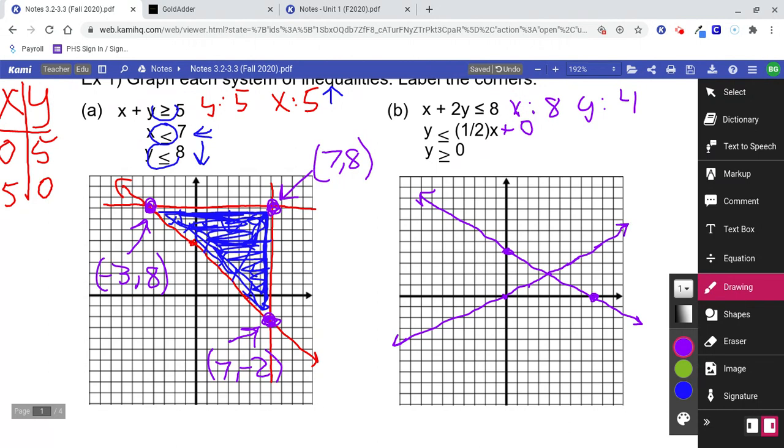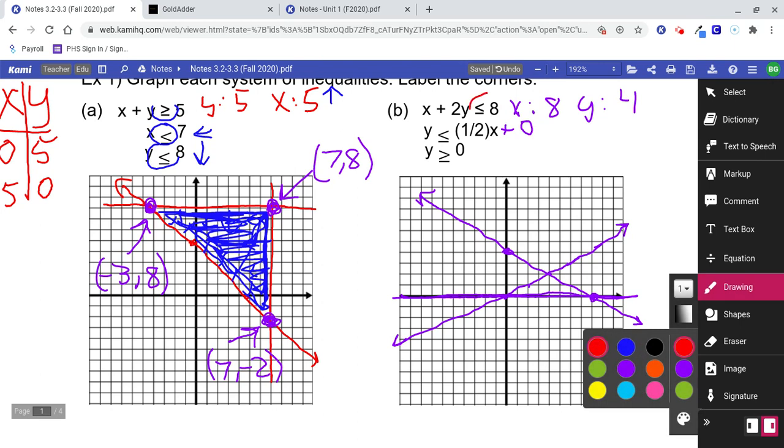Like so. Okay? And then the last one says y is greater than or equal 0. And so that's, of course, a horizontal line through 0 on the y-axis. So basically, you're tracing the x-axis right there. Okay? Now, think about the shading.